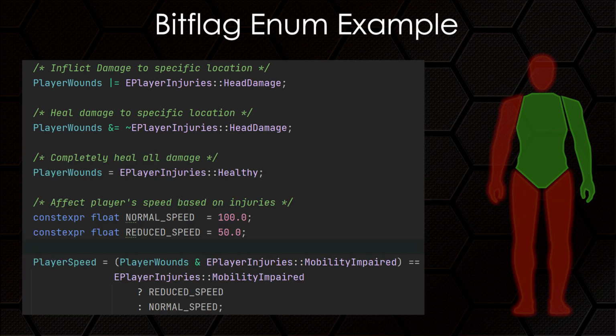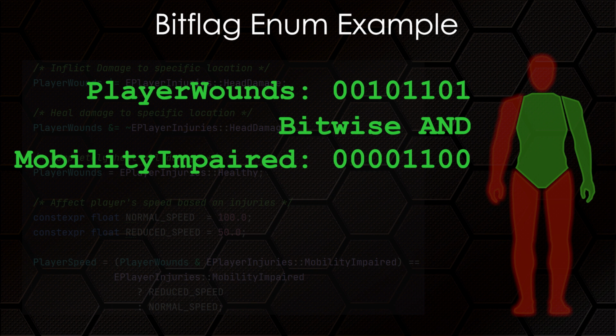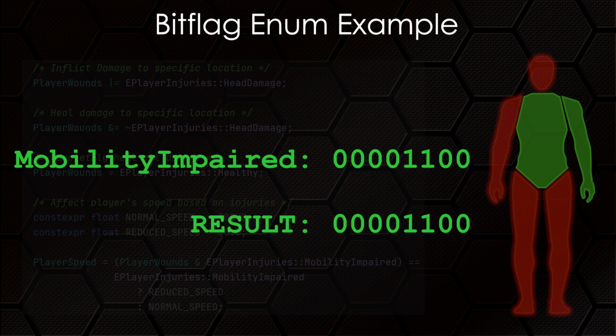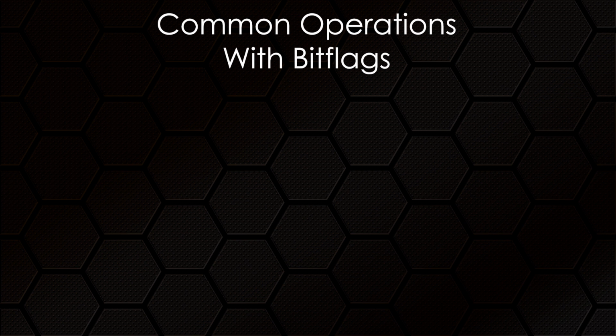Similarly, we can test what injuries the player has and use that information in different ways. For example, we might decide that the player's movement speed is affected by certain injuries. Here, we perform the test by doing a bitwise AND of the player wounds variable with the enumeration flags we're interested in testing for. Any bit which is 1 in both the variable and the test flags will return a 1. Therefore, if the result of that is the same as the bit flags we're testing it against, then it contains those set bits. So, common operations you might want to do.